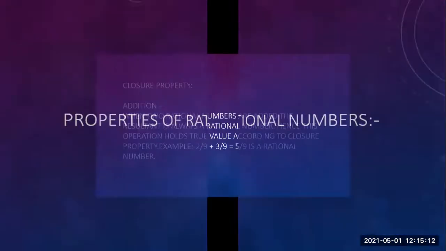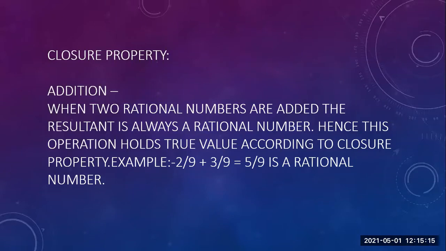Properties of rational numbers. The first property of rational numbers is the closure property. In the closure property are addition, subtraction, multiplication, and division. In these four, are they closed under the closure property? So let's see that. Addition. When two rational numbers are added, the resultant is always a rational number. Hence, this operation holds true according to the closure property.